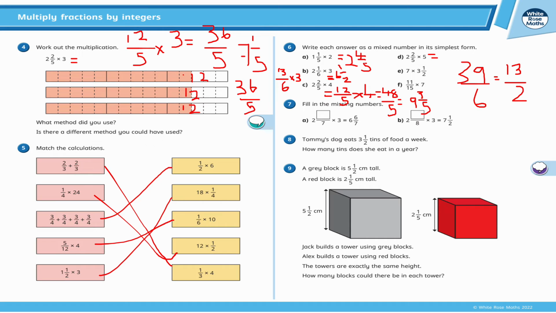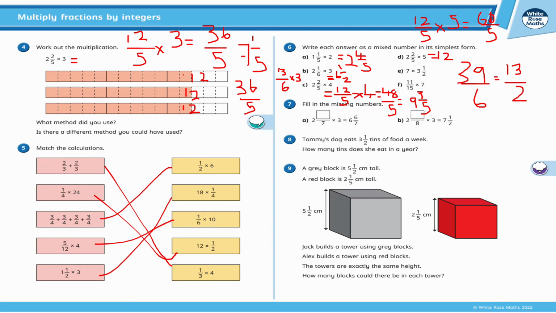Next one, part D. So again, 2 and 2/5 times 5, well, it's going to be 12/5 times 5. And this time the answer you get is a whole number, because I do 12 times 5, which is 60. It's 60 over 5, which simplifies to 12, guys. Okay, for that one.